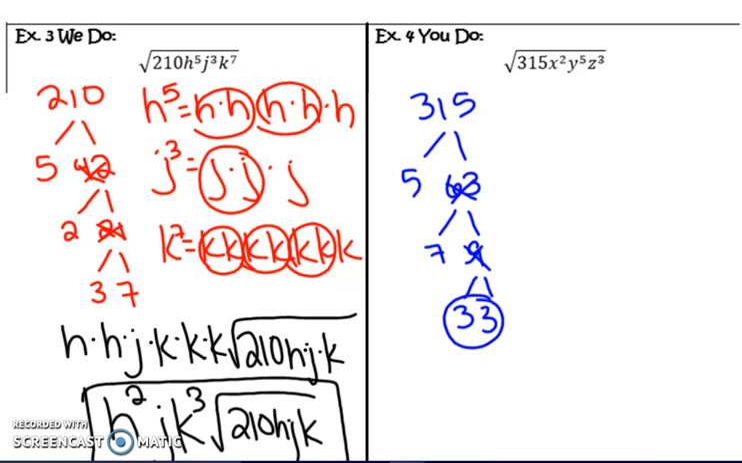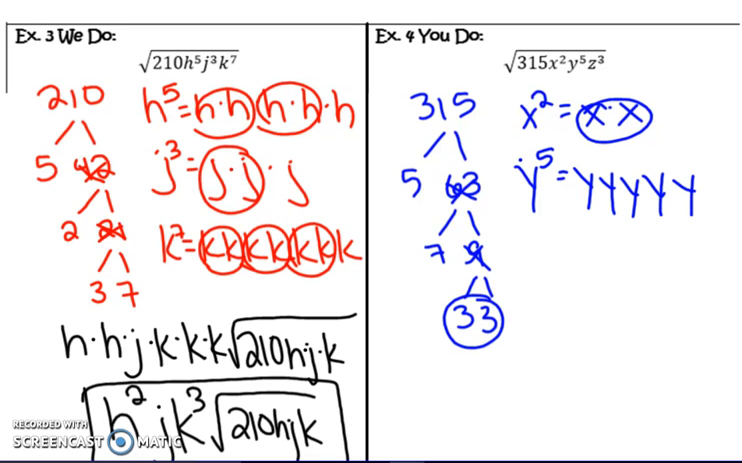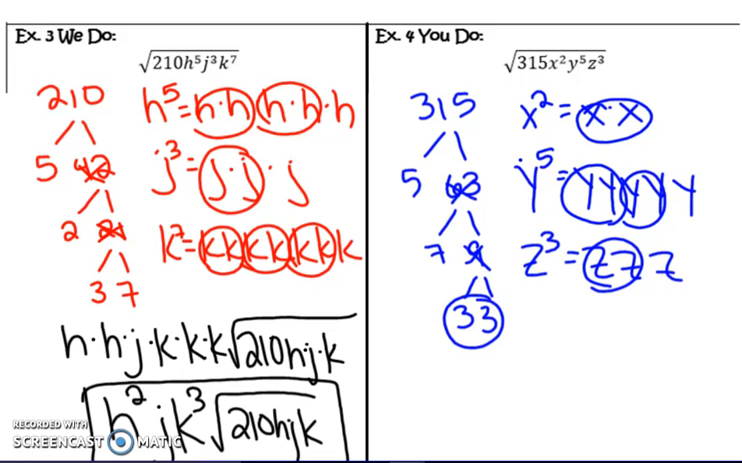So now let's check our variables. x squared equals x times x. Well, that makes a pair with nothing left over. y to the 5th is y 5 times. That gives me 2 separate pairs. And z to the 3rd is 3 z's. Well, that gives me a pair. Again, make sure you're circling those pairs.